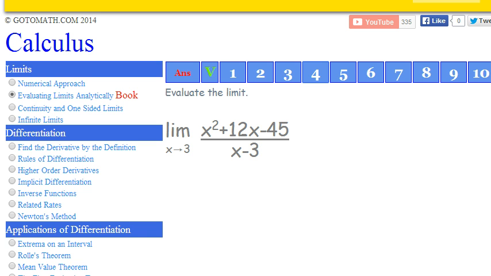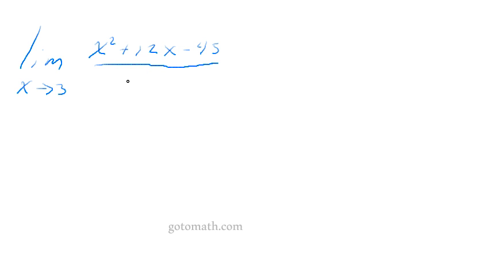So let's go over to the board. All right, so let me rewrite this. We're going to do this in blue today. I don't know, we'll try this out. We have the limit as x approaches 3 of x squared plus 12x minus 45, and it's all over x minus 3.